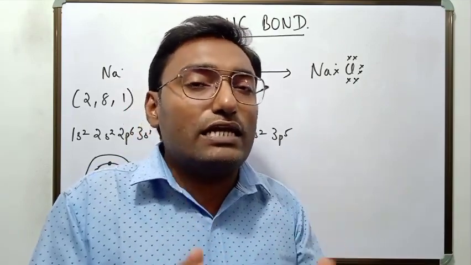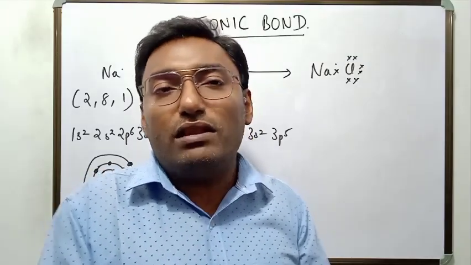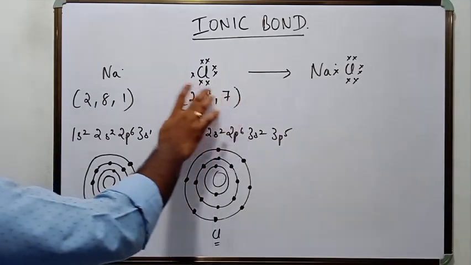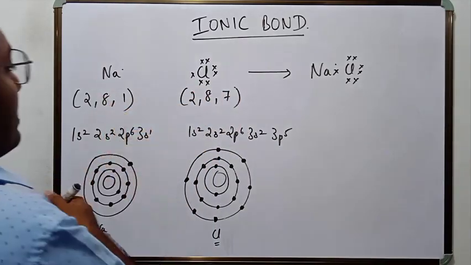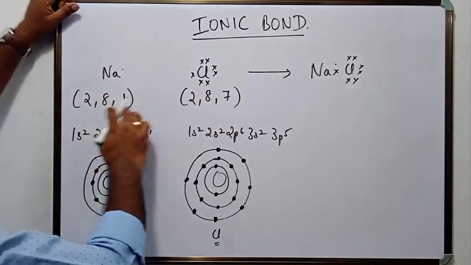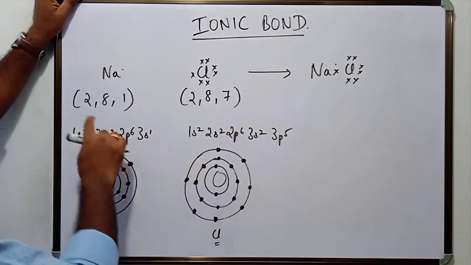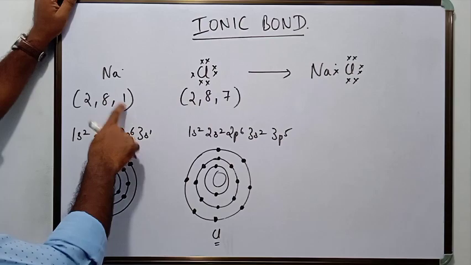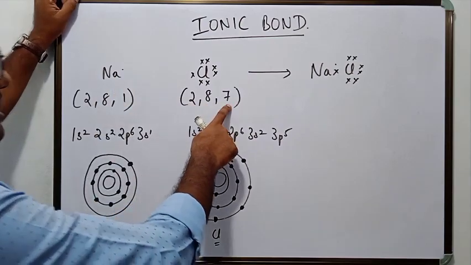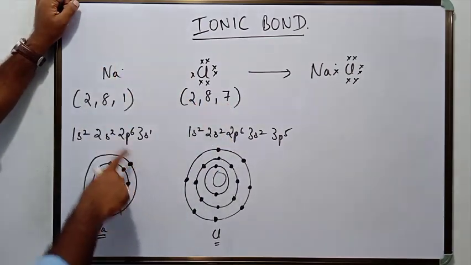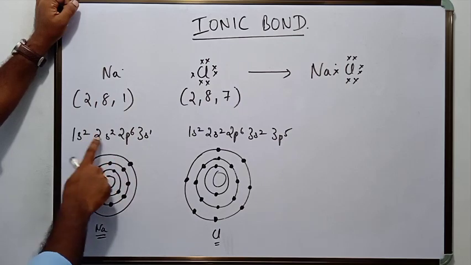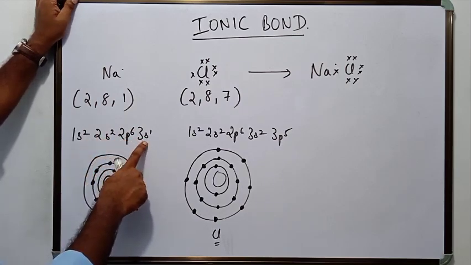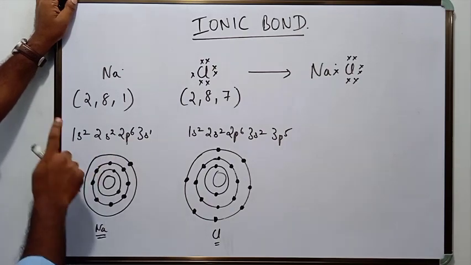Let us understand this better by taking an example of NaCl. Na has atomic number 11 and Cl has atomic number 17. I have written it like this to denote electrons in the shells. The electronic configuration of sodium is 1s2, 2s2, 2p6, 3s1, which adds up to 11.